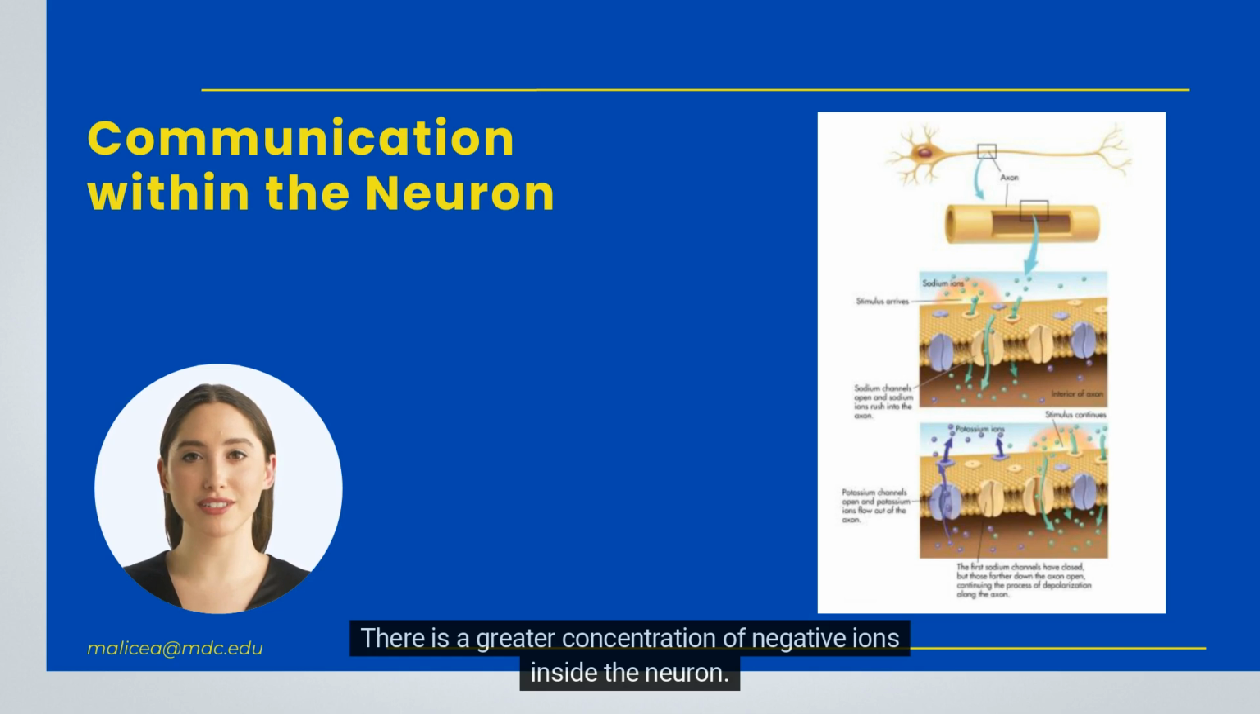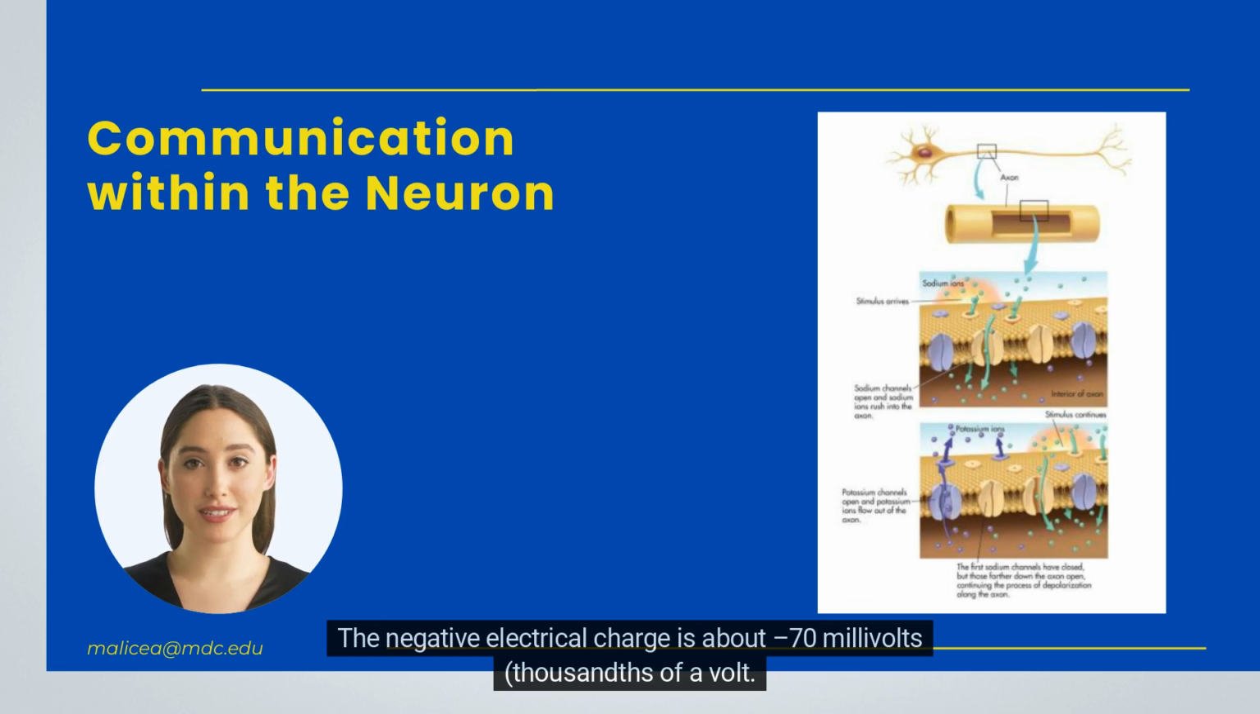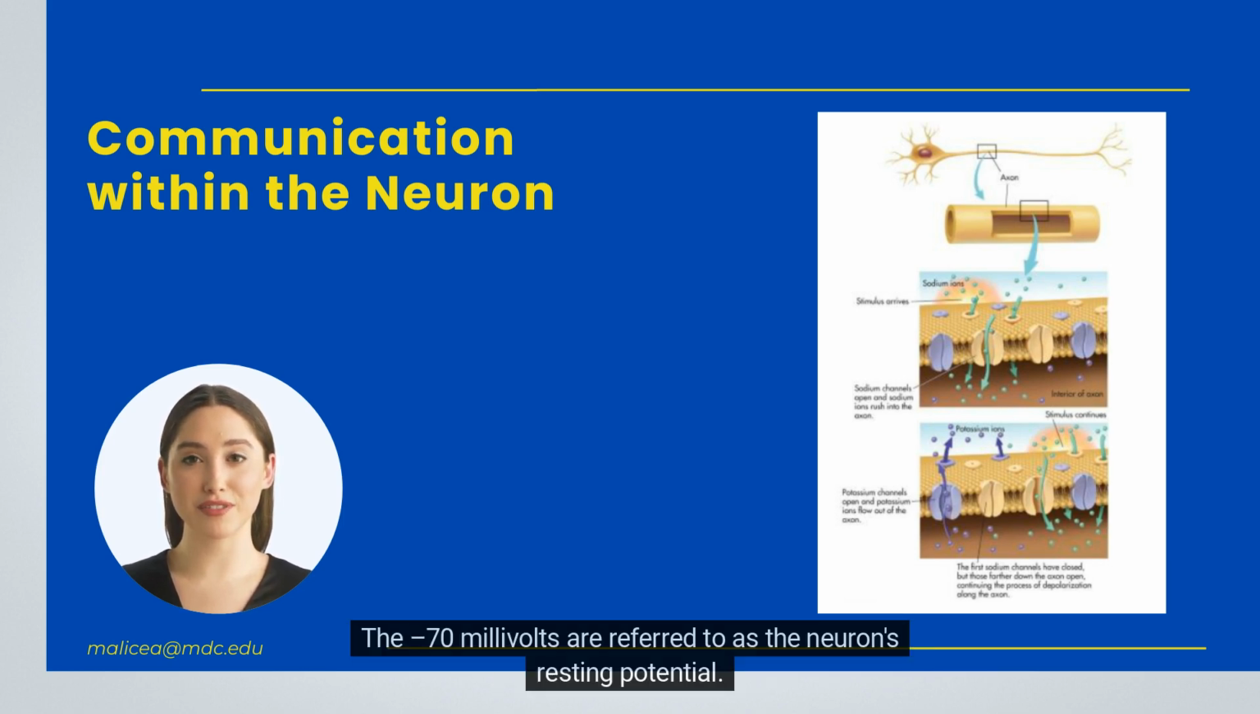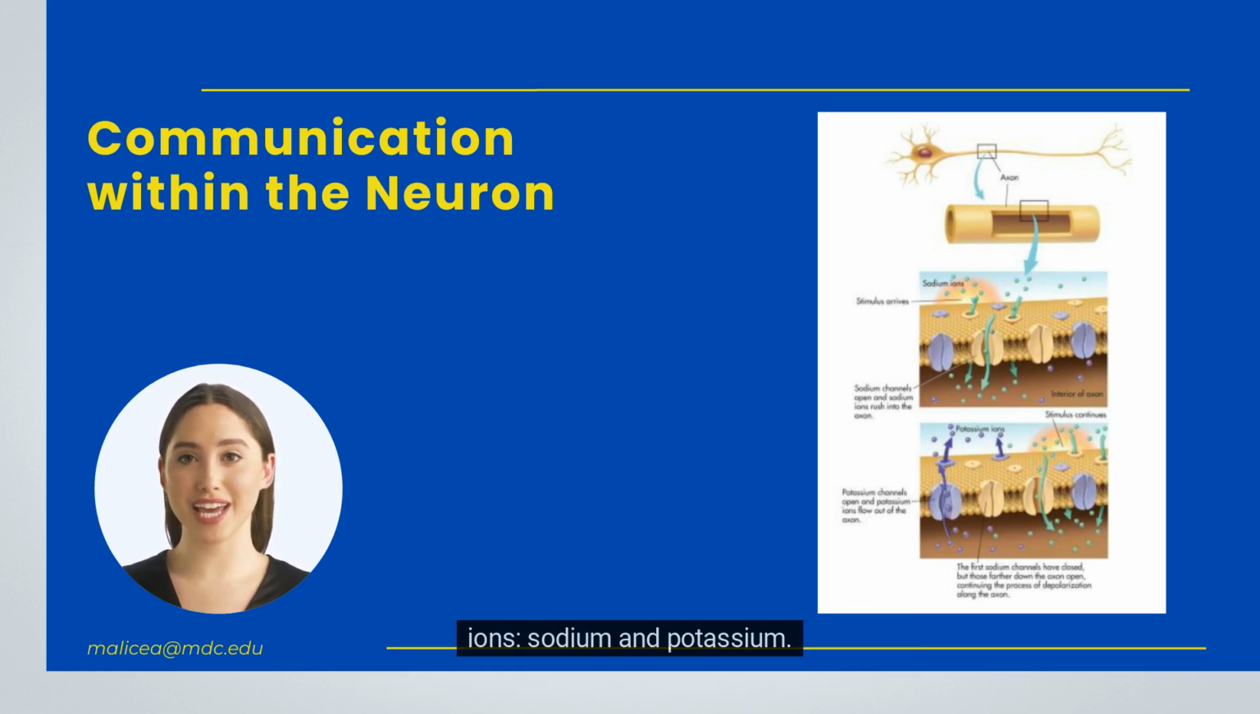There is a greater concentration of negative ions inside the neuron. Thus, the axon's interior is more negatively charged than the exterior fluid surrounding the axon. The negative electrical charge is about 70 millivolts, thousandths of a volt. The 70 millivolts are referred to as the neuron's resting potential. In this polarized negative inside positive outside condition, there are different concentrations of two ions, sodium and potassium.